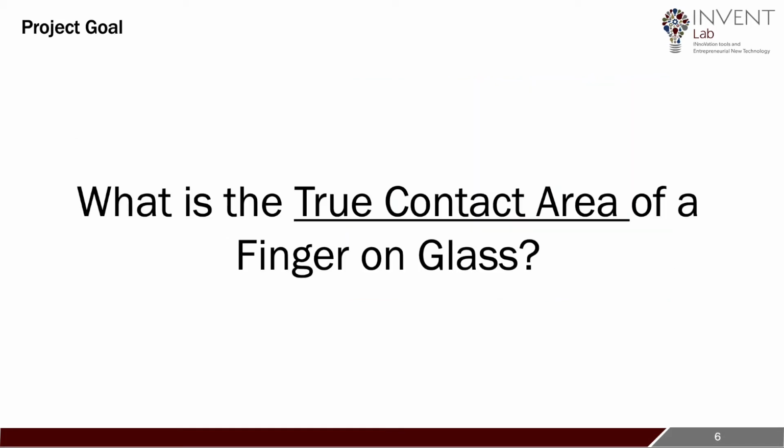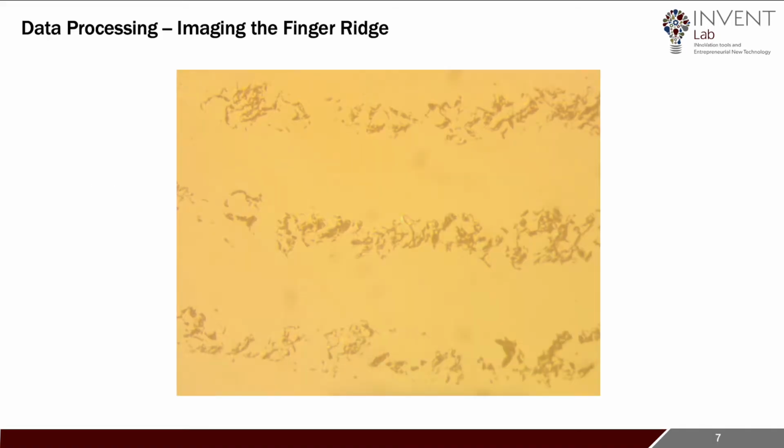This brings us to the project goal, which is to answer the question of what is the true contact area of a finger on glass. And to do that, we need to explain some things. So here you can see what it looks like when we image a finger ridge, which are the microscale ridges on top of your fingerprints.